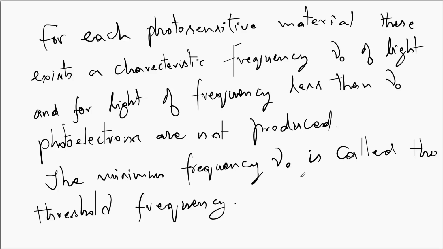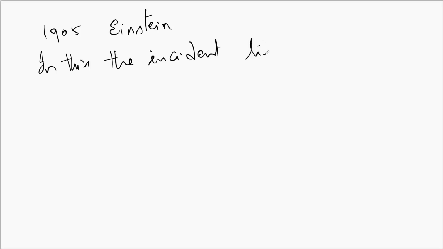In 1905, Albert Einstein successfully explained the photoelectric effect. In Einstein's explanation, the incident light is treated as a stream of photons.